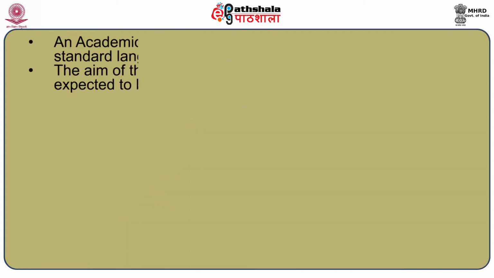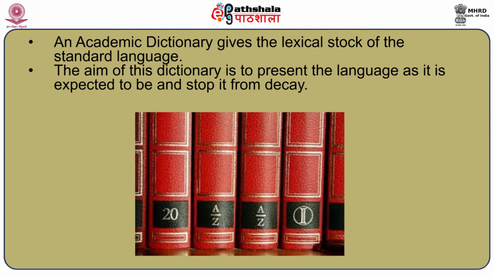One is the academic or normative dictionary. The other is the referential or descriptive dictionary. An academic dictionary gives the lexical stock of the standard language. The aim of this dictionary is to present the language as it is expected to be and stop it from decay. It has an eye on the future usage of the language.